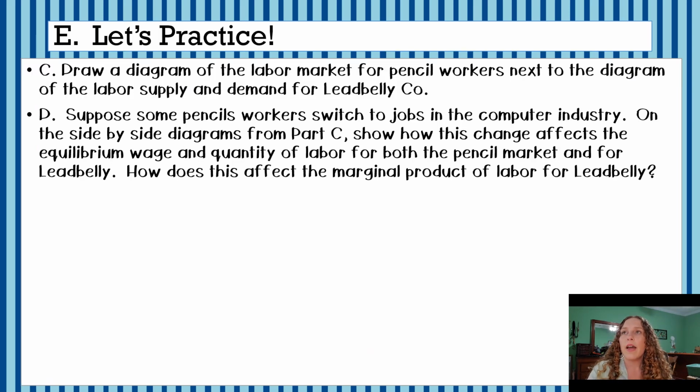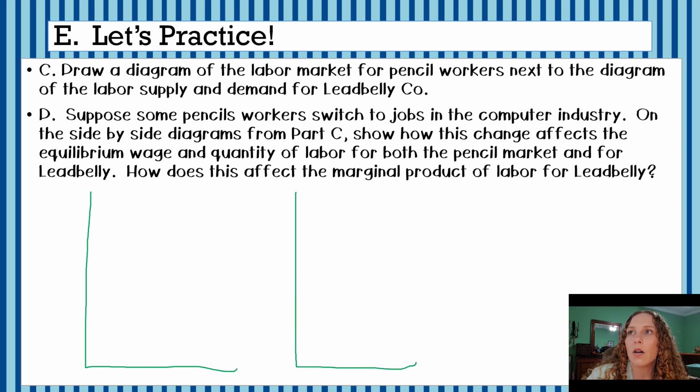All right, now it says draw a diagram of the labor market for pencil workers next to the diagram of the labor supply and demand for this particular firm. So let's do like we did a couple of slides ago. I've got my market, I have my firm, and I'm going to label my axes there. There's the wage, there's the quantity. All right, here's our firm. We have an upward sloping supply for labor.